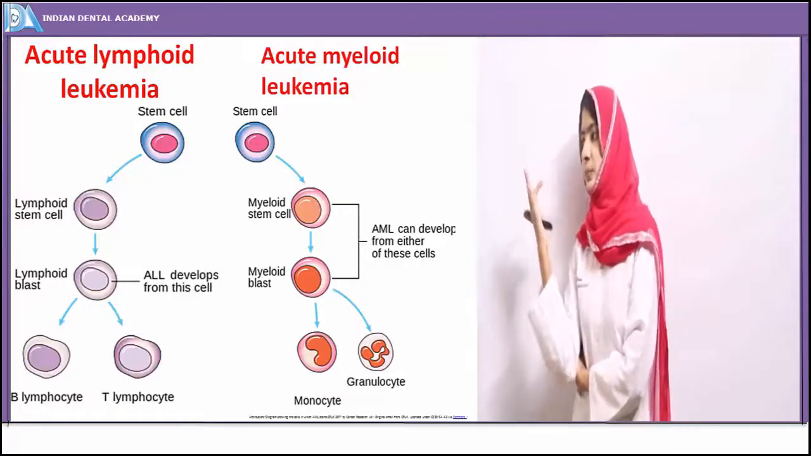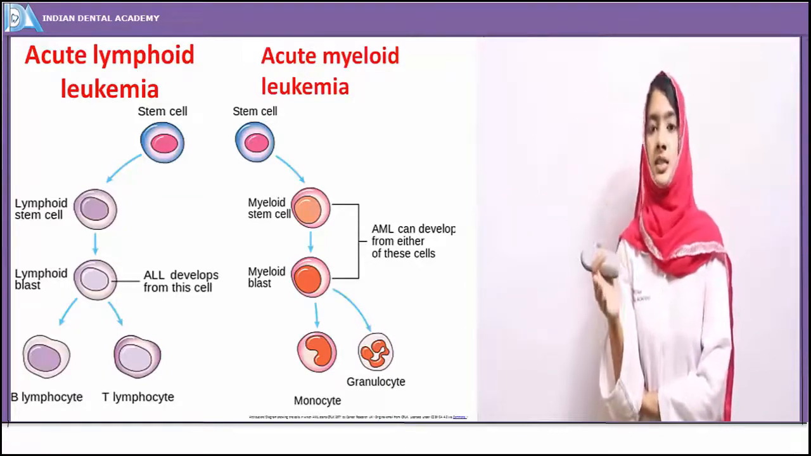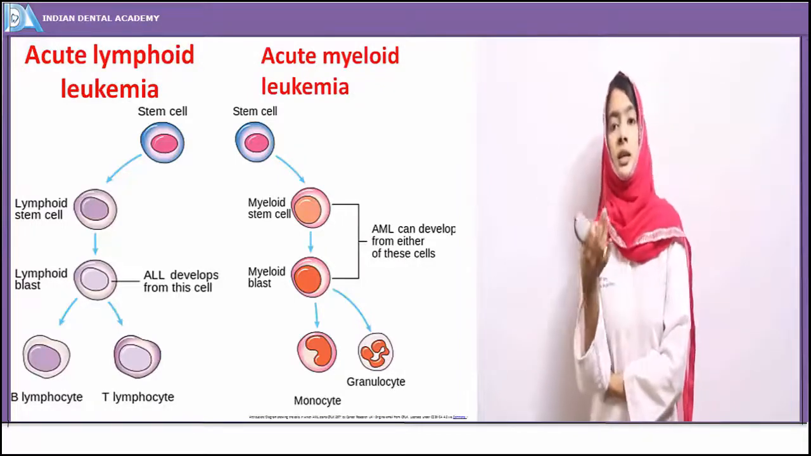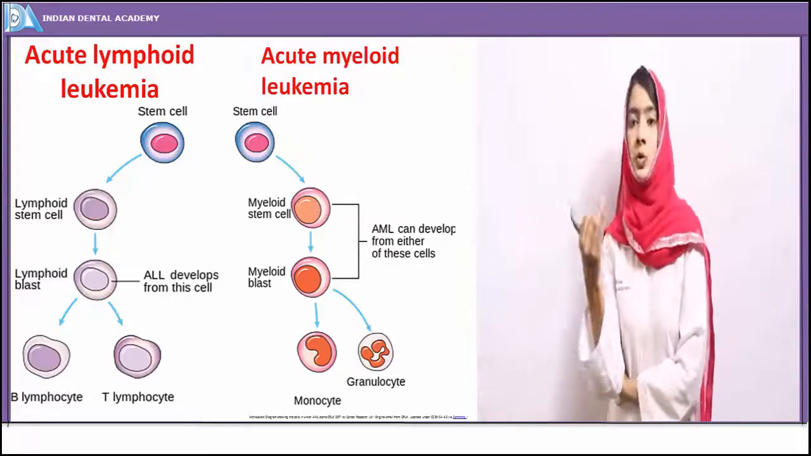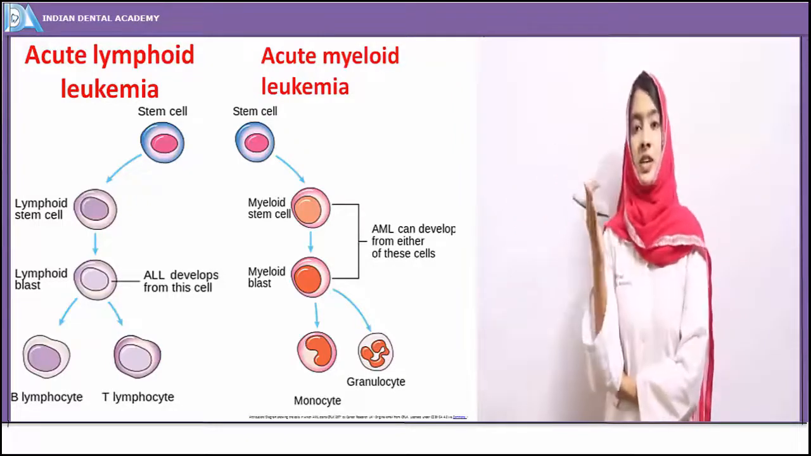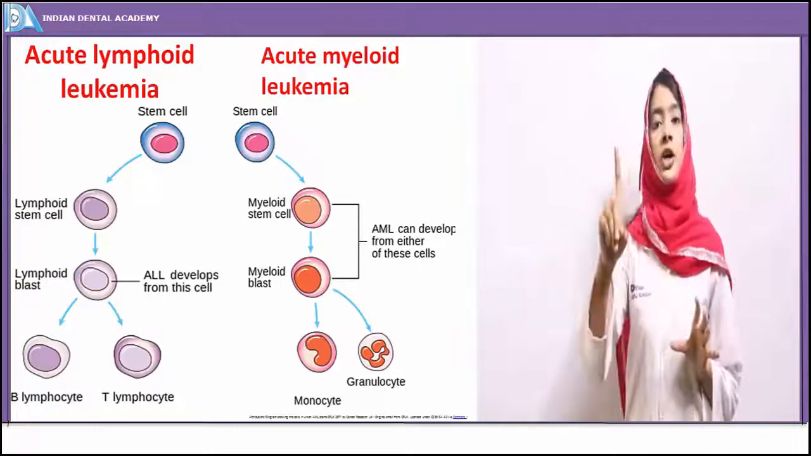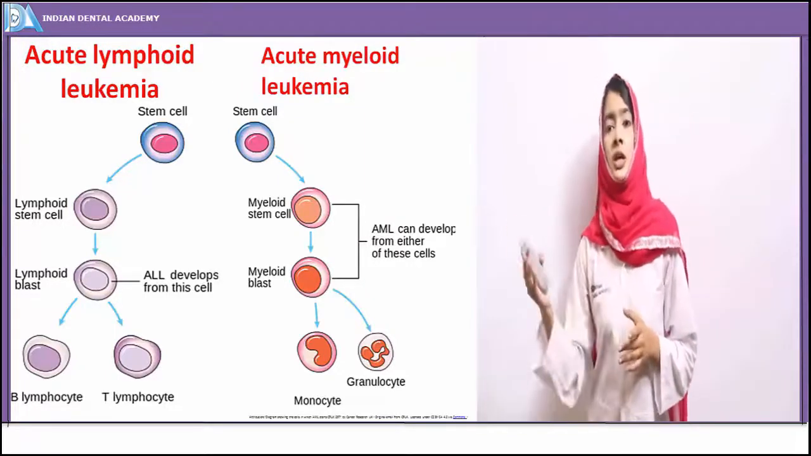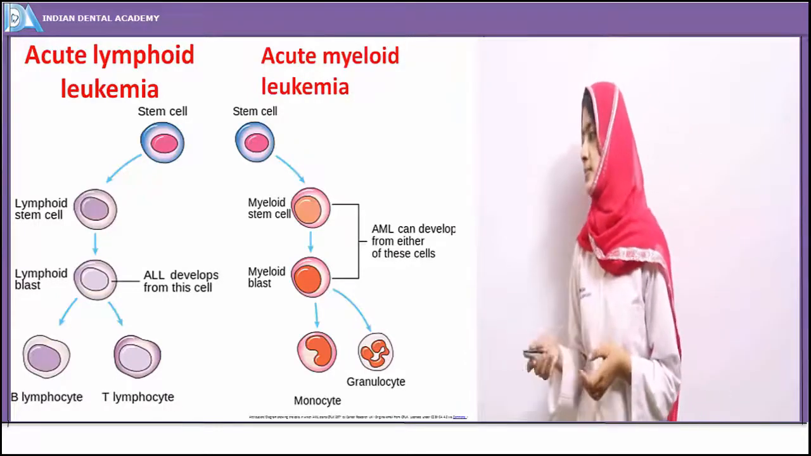Now, if we see the acute myeloid leukemia, as I said, the myeloid series is affected. Here, the stem cells differentiate into myeloid stem cells. Then, from the myeloid stem cell, we get the myeloblast, and the myeloblast finally differentiates into the monocyte and the granulocyte. So here the acute myeloid leukemia affects the myeloid stem cell and the myeloblast cell. So more accumulation of myeloid stem cells and myeloblast cells is seen. That gives rise to acute myeloid leukemia.